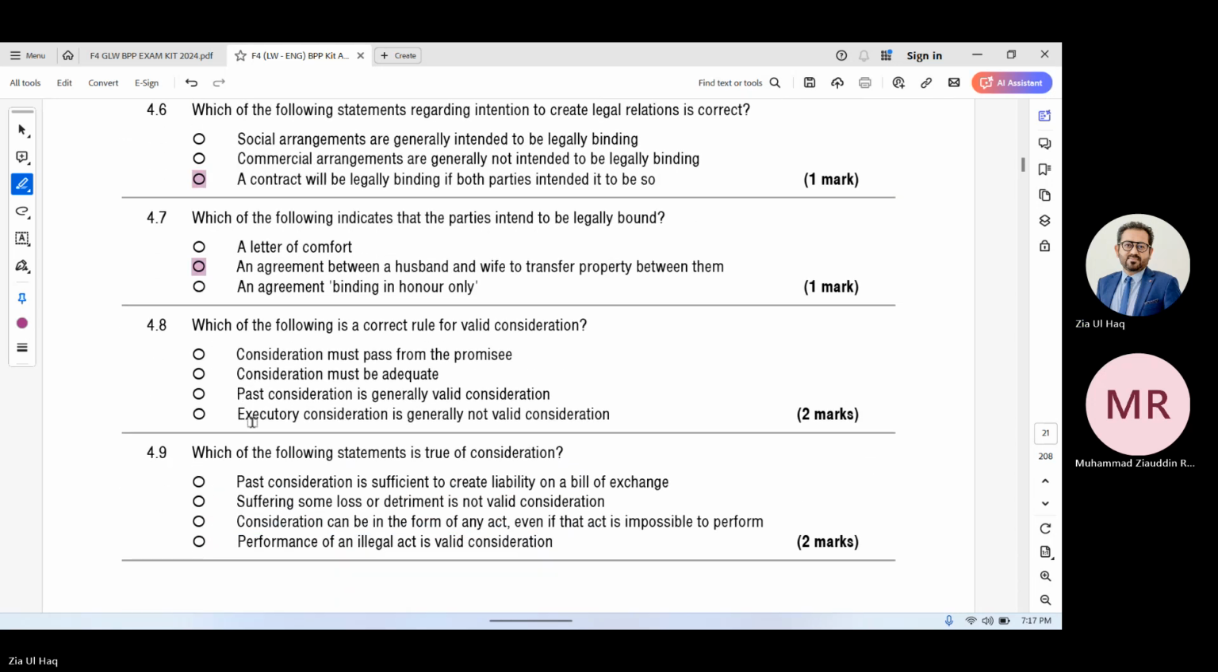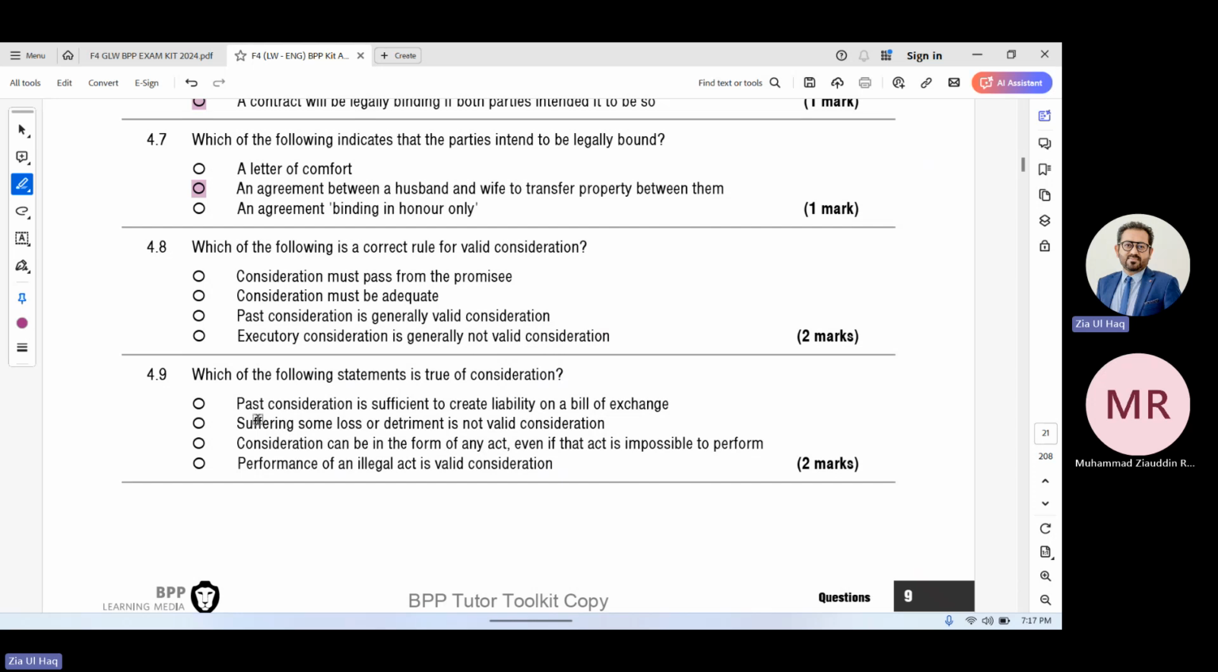4.8. Which of the following is a correct rule for valid consideration? Consideration must pass from the promisee. Consideration must pass from the promisor and promisee. Consideration must be adequate? It must be sufficient, but need not be adequate. Past consideration is generally valid consideration? No. Only current or future, executed or executory. Executory consideration is generally not valid consideration? No, that is valid. So B, C, D are all inaccurate. So what is accurate could be A.